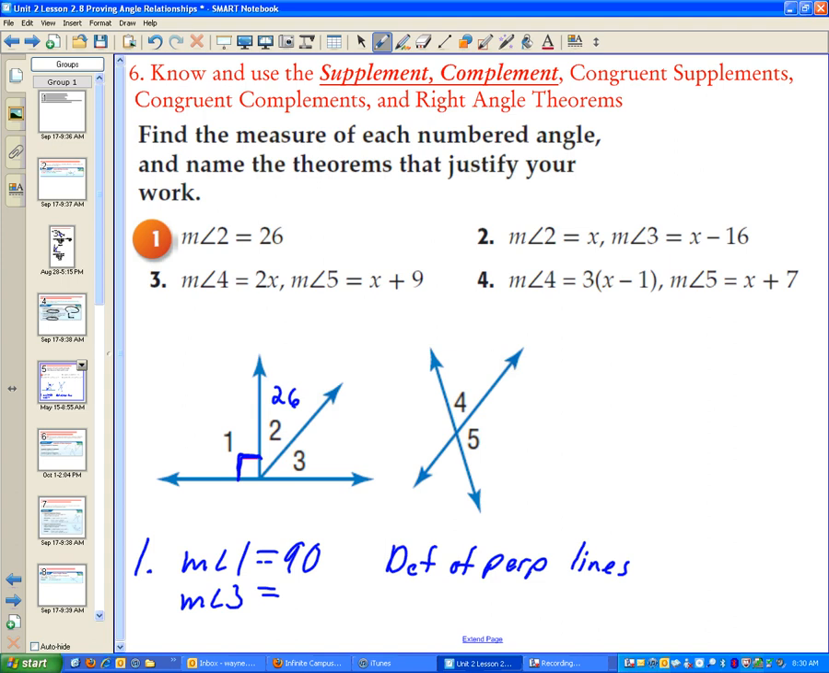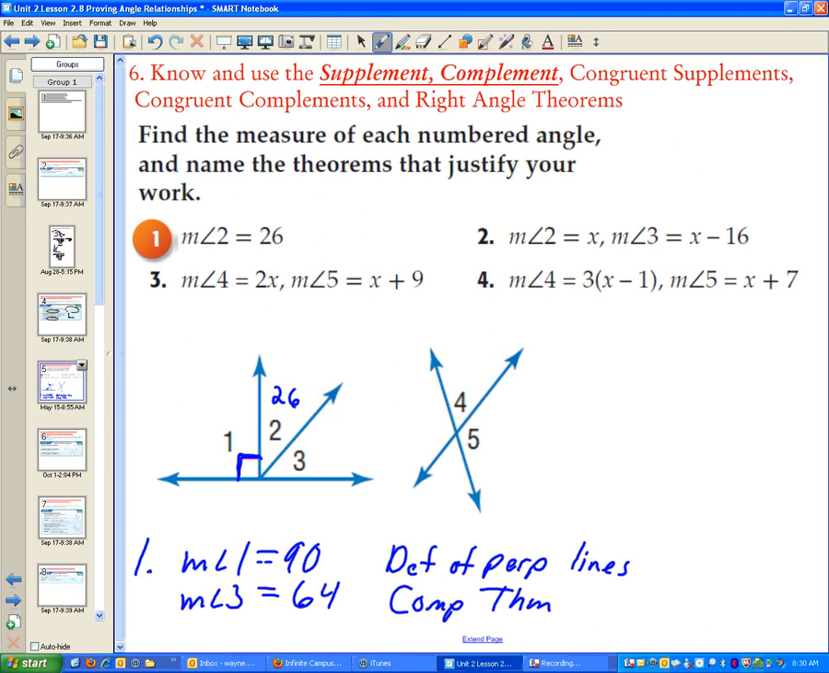Has to be 64. How come? Because angle 2 and angle 3 have to be complementary, don't they? The complement theorem says so. Angle 2 and angle 3 are adjacent angles whose non-common sides form a right angle, so angle 2 and angle 3 are complementary. We know that means their measures add up to 90, and if one of them is 26, the other one has to be 90 minus 26, which is 64. And we used the complement theorem.